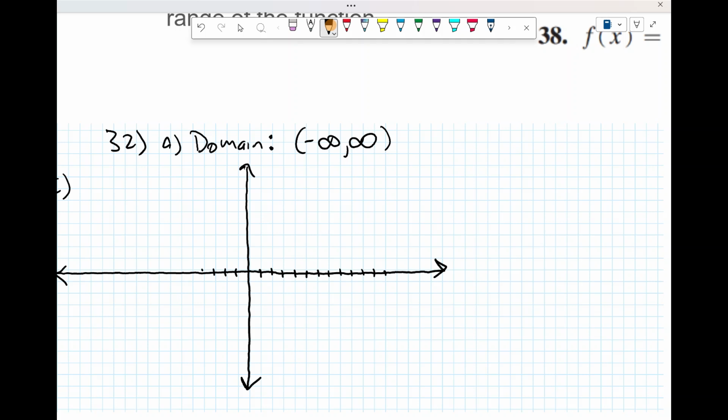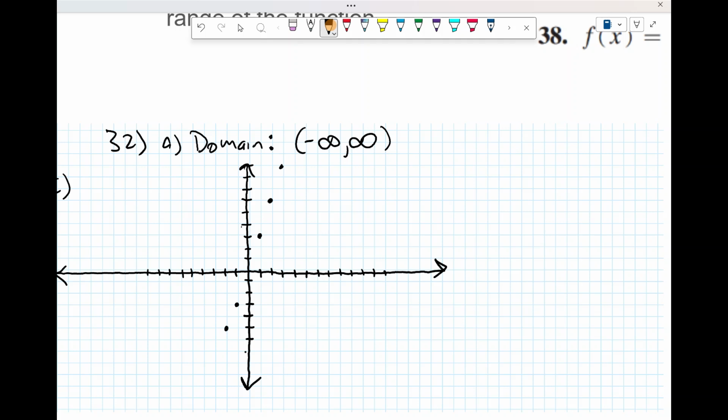just a graph that goes like 3 times 1 would be 3. So that would go here. 3 times 2 would be 6. So that would go here. 3 times 3 would be 9. So that would go here. 3 times -1 would be -3. And so on and so forth. We can find a couple points.